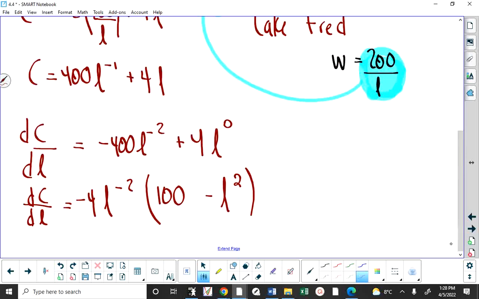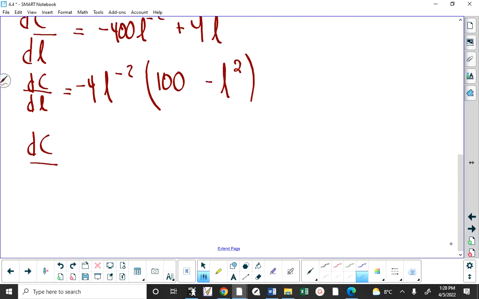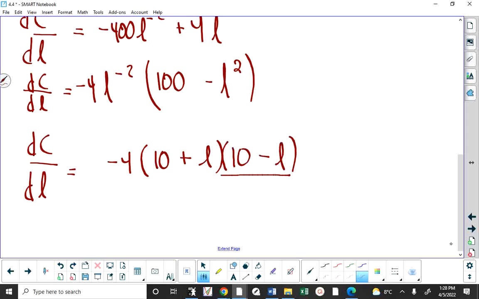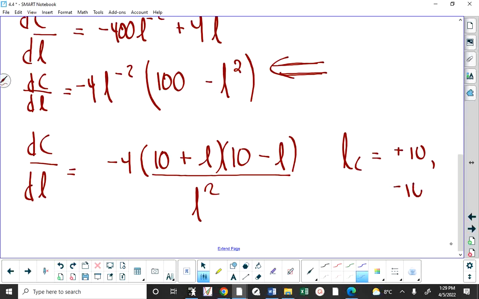We can certainly express this in a slightly different form. dC/dL equals negative 4, and then we can go (10 plus L)(10 minus L) over L squared. I would have hoped that many of you could look at this and say L equals 10 and negative 10 without physically having to factor it. But if you factor it, there it is. So what do we get for critical values of L? We get positive 10, we get negative 10, and we get 0 for the denominator.